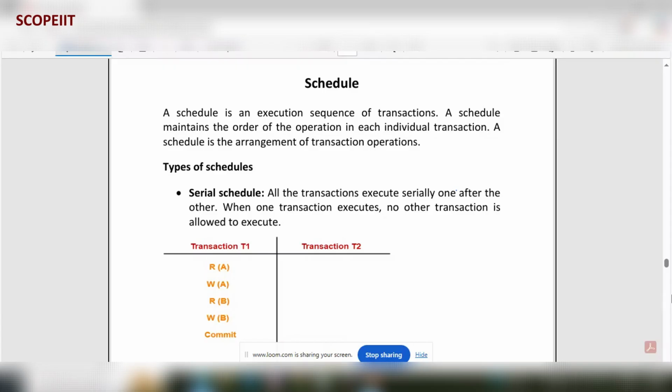Today we will discuss the topic schedule. Now what do you mean by schedule in DBMS? A schedule is basically the execution sequence of transactions. Like we are having the schedule, okay.